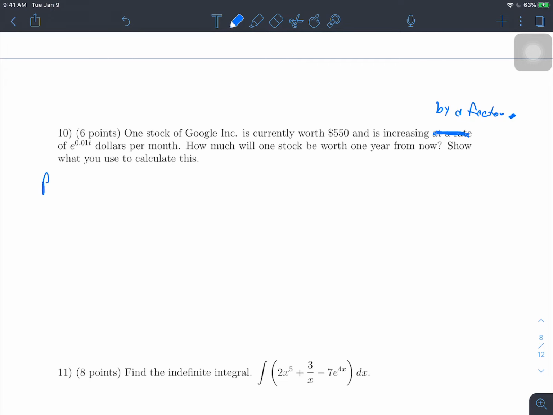So we're going to use the equation P of t equals P naught e to the kt, where k is given to us, it's 0.01. And P naught is just going to be the current worth. So P of t is going to be 550 e to the 0.01t.